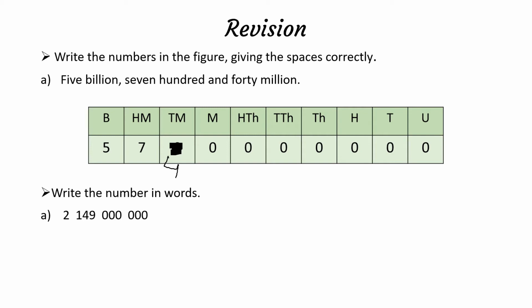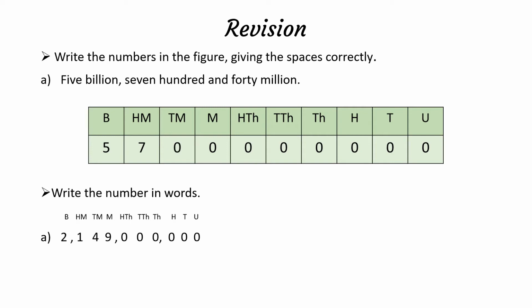Write the number in words. Now this number you have to write in words. For that, first we will write the name of each digit above this number, so then it will be easy for us to write this number in words. So I have written the name of each digit above it, and I have separated the groups by commas here because there were already so many spaces here. So now let's write this number in words.